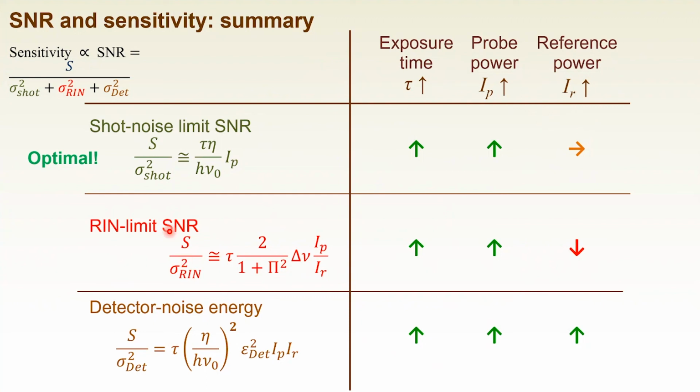If the system is working in a RIN limit, by increasing the reference power, SNR reduces. It's amazing: the reference and the signal increase, but the noise increases more rapidly. And if the system is in a detector noise limit, by increasing the reference power, the signal to noise ratio increases. The signal increases and the noise stays the same.